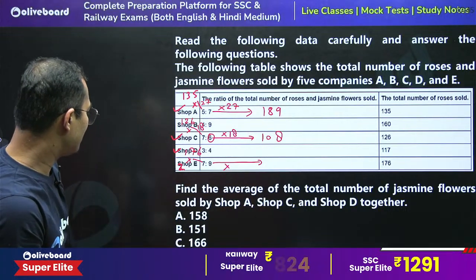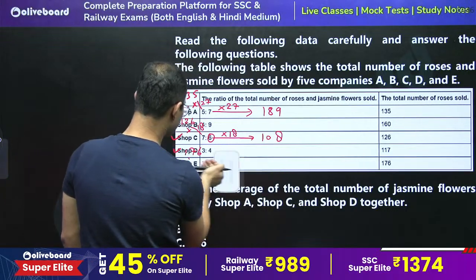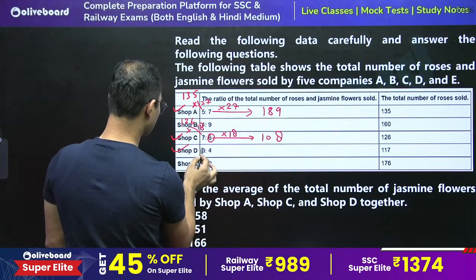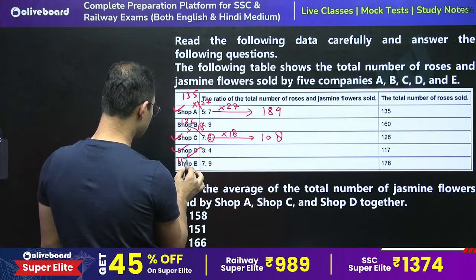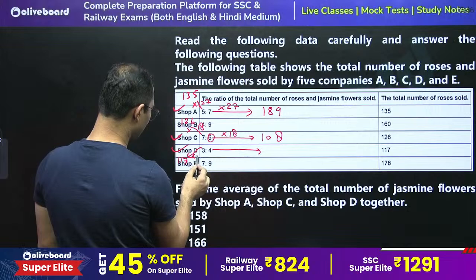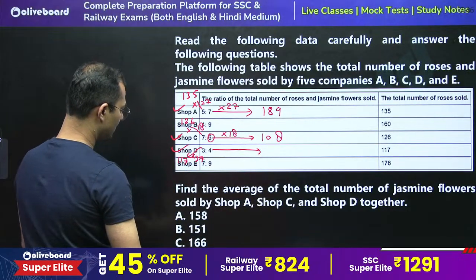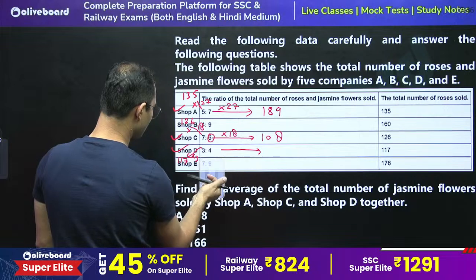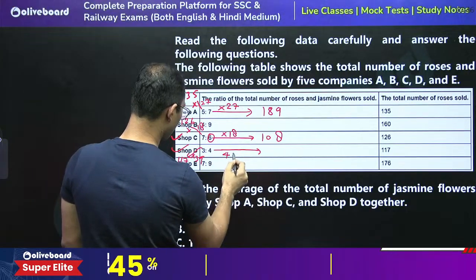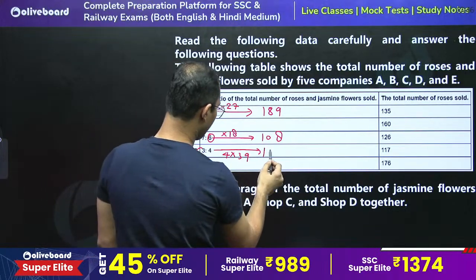I think there is some error. Sorry, D. It is asking for D, right? So 3 units is equal to 117. Yes, 3 units is equal to 117. So how many times? So 1 unit is equal to 39, 3 9s are 27, right? So we can say that 4 into 39. Okay. So 160 minus 4, 154.